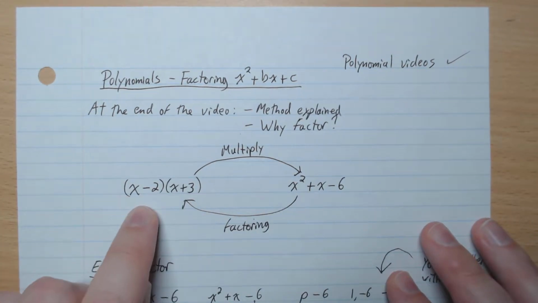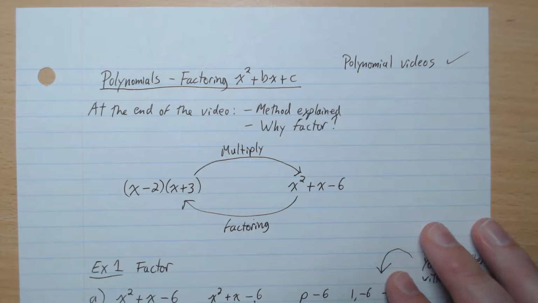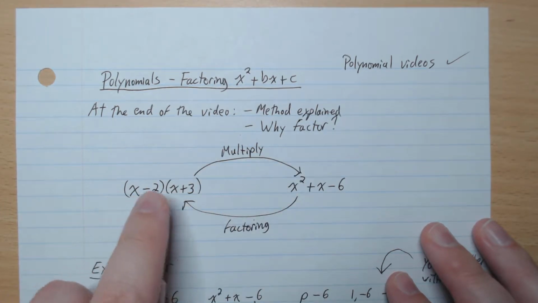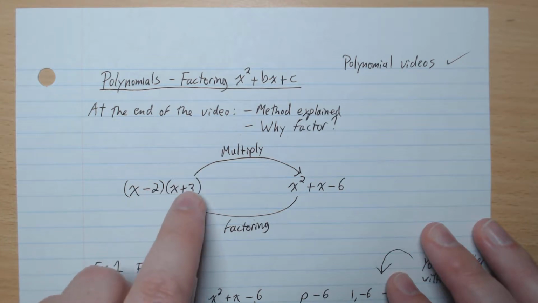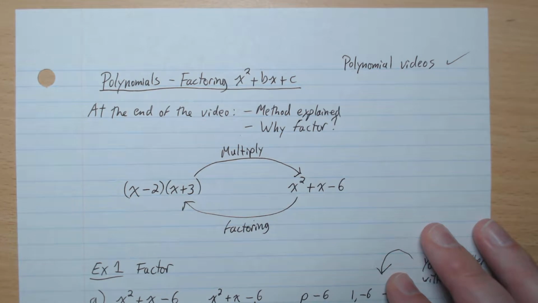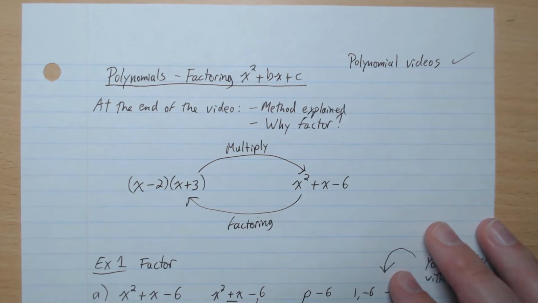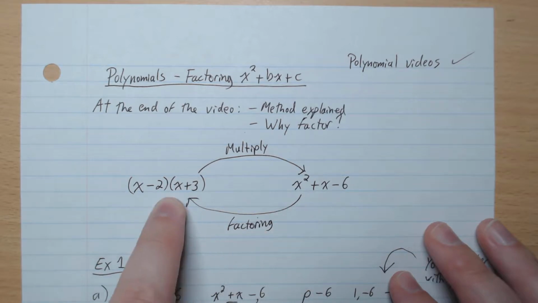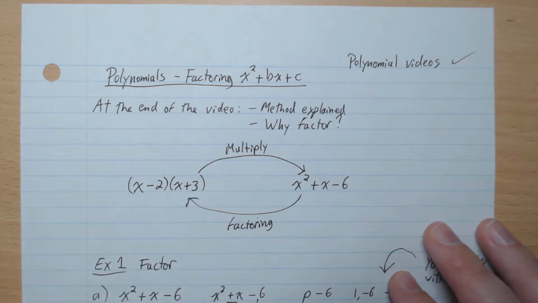So here we have x minus 2 times x plus 3, and we've seen multiplication. You multiply: x squared plus 3x minus 2x minus 6, collect like terms, so you get x squared plus x minus 6. Factoring is going in the opposite direction, where we're given a polynomial like this, and we want to factor it to turn it into this form.